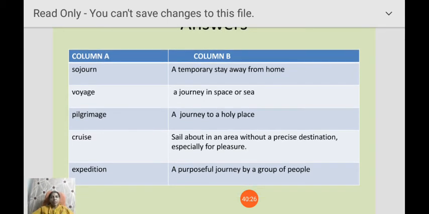The other is expedition, a purposeful journey by a group of people. This can be for war, or any purposeful journey. Such kind of purposeful journeys are called expeditions. For war or for any scientific inquiry. So, Antarctic expedition we say. That means the people have gone for a purpose to find out something about Antarctica. So that's why, any purposeful journey.